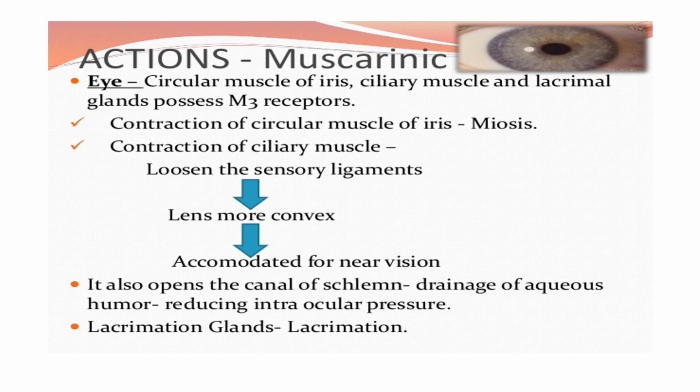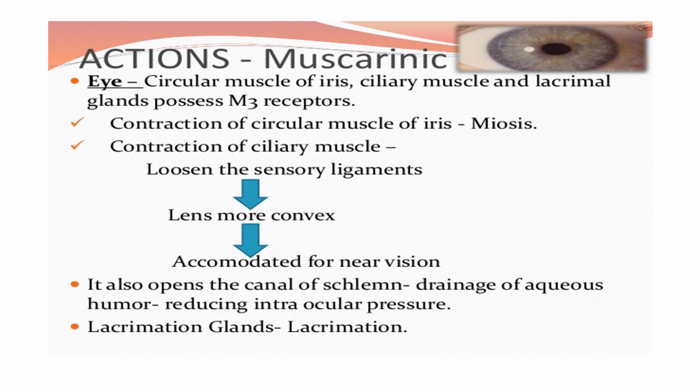What happens when you stimulate these M3 receptors? There is contraction of the circular muscle fibers causing miosis. That is, the pupil becomes small, as you see in the picture. That condition is known as miosis. While contraction of the ciliary muscles will cause loosening of the suspensory ligaments, the lens becomes more convex and accommodation for near vision takes place.